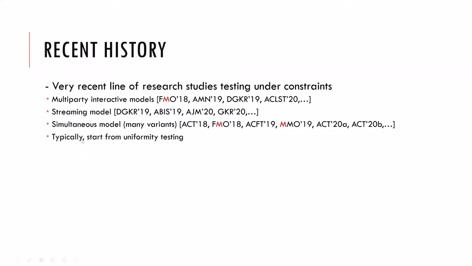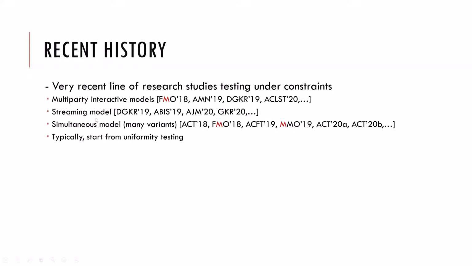And another model would be a simultaneous model, where the players cannot interact, but each of them has its own samples and its own decision or idea of the answer. It can only send a short message or a signal to some referee, and the referee collects all the signals from all the players, and it needs to output, again, whether the underlying distribution has a property or is very far from having it.